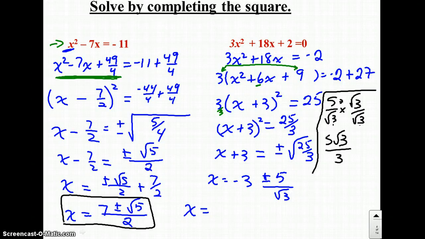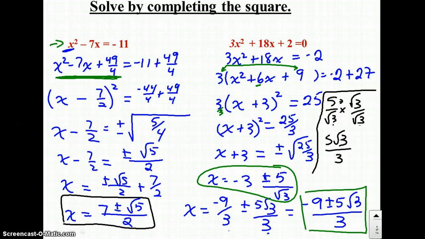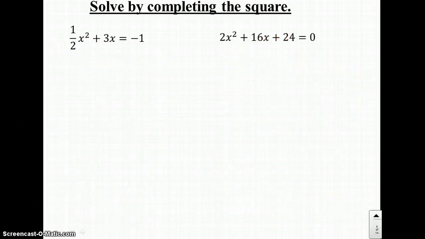Instead of -3, then I'm going to write this as -9/3 plus or minus 5 radical 3 over 3. So I now have a common denominator of 3, and I can write this as a single expression, -9 plus or minus 5 radical 3 all over 3. So this is a fine solution, but if we rationalize the denominator, there's the best solution. All right, let's try a couple more.